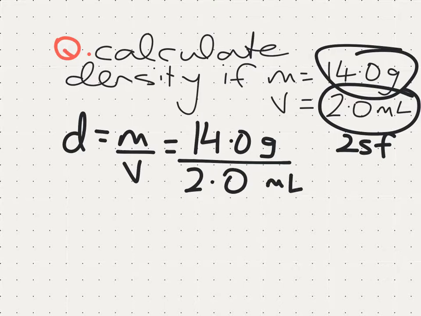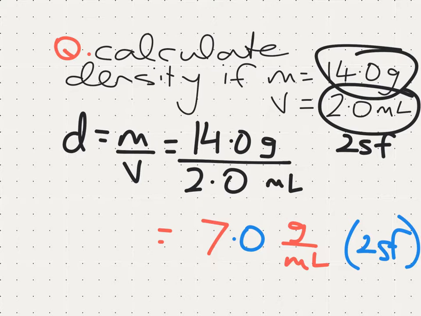You do your maths as normal. The answer is 7 grams per mil. But how many significant figures do you put in? And you do have to put them in because you have to tell the reader how accurate the number is. Well, you could put in 3 significant figures, but that would tell the reader it's very, very accurate, when in reality, this number over here was limited to 2. So you have to round off your answer to only 2 significant figures.